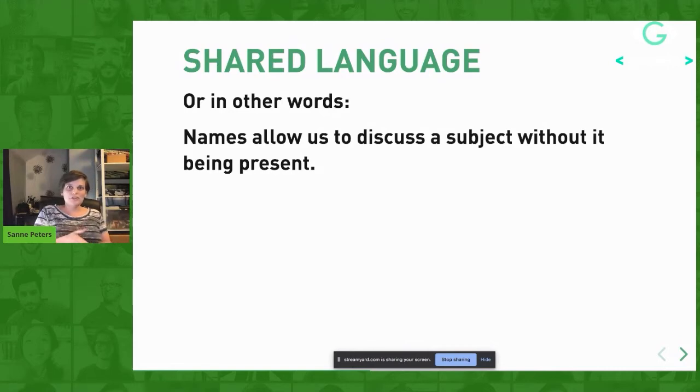So in other words, it's good to give it a name that makes sense to everyone on the team, and maybe even the organization as a whole. And that's really what shared language is. It's using the same names for the things that you describe in your team or your group.